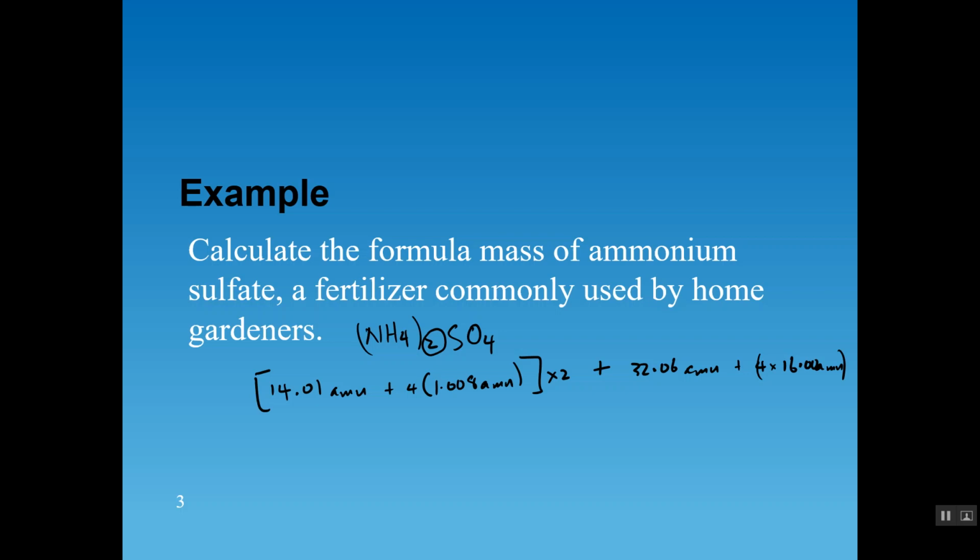All right, so let me do the number crunching here. 14.01 plus 4 times 1.008 equals that. Then multiply by 2 equals that. Then I add to that 32.06. And then I add to that 4 times 16. And the answer I got here, rounded off to 2 decimal places, is 132.14 AMU. Let me do a quick check just to make sure that I'm actually telling you guys the right thing.